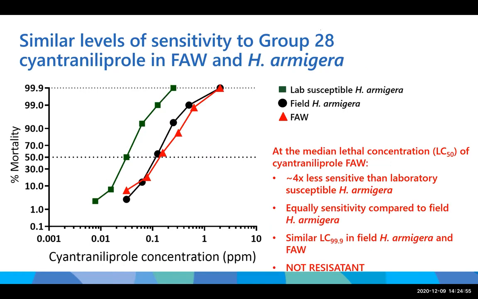So this is what we found with another group 28 product, which is cyantraniliprole. Now this isn't currently registered for fall armyworm, but it's interesting, just for comparison, to look at this. So we found about 4 times lower sensitivity in fall armyworm compared with the laboratory strain of Armigera, and equal sensitivity in fall armyworm and the field population of Armigera. So we ended up with a similar kill at the top end of the dose range, which is pretty consistent with what we found with chlorantraniliprole.